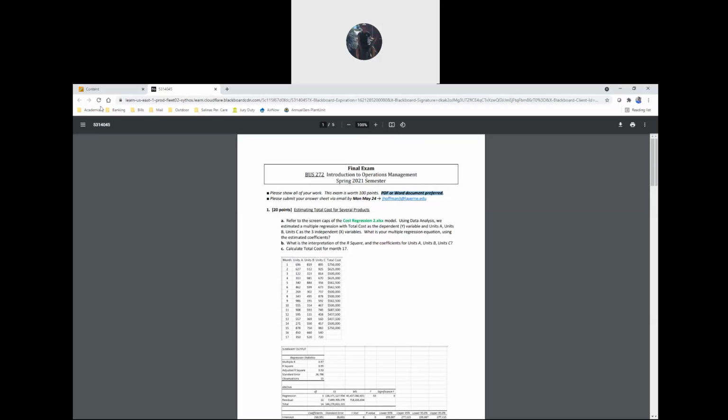Like it says in the syllabus, and like it says here, submit your answer sheet to me by email by next Monday, May 24th, and you've got my email address. Again, this due date is on the syllabus. It's also right here on the document. So your answer sheet is due by next Monday, May 24th, by email. And you don't have to wait till next Monday. Whenever you're done, you can email it to me.